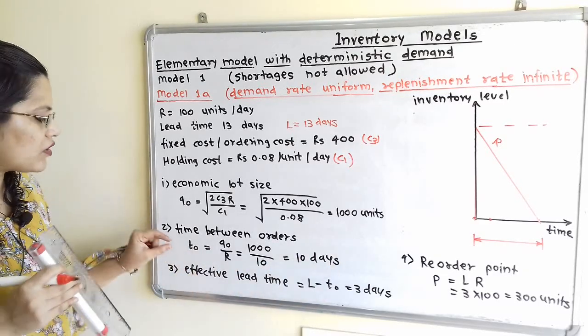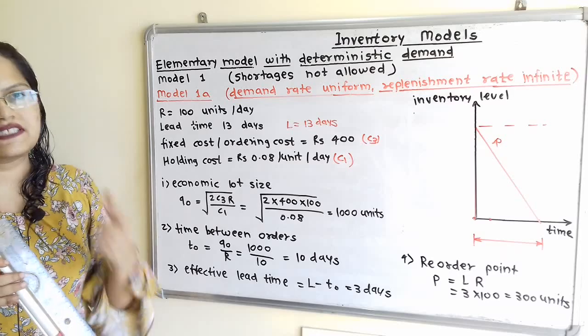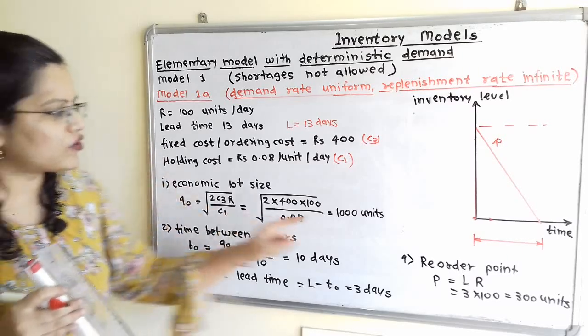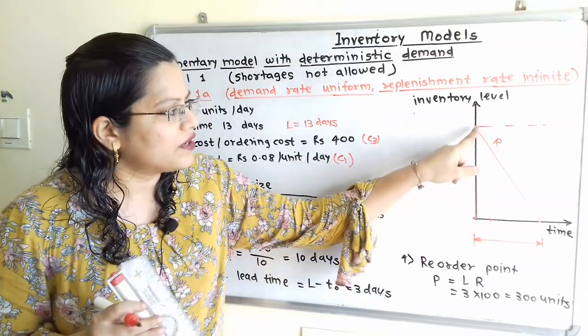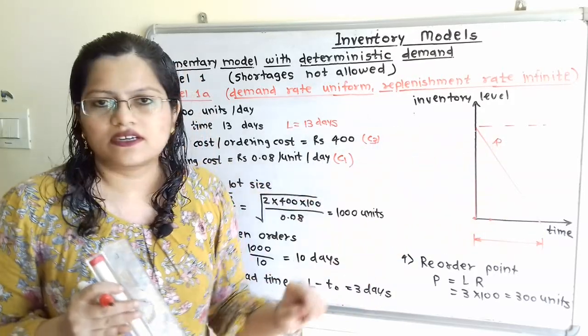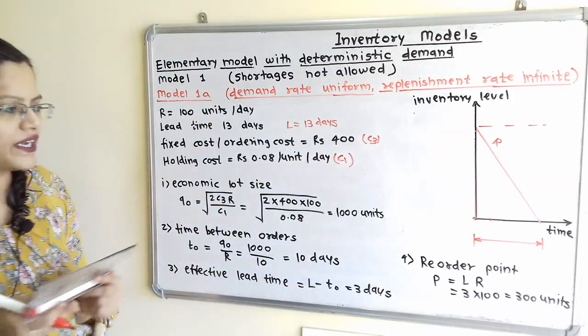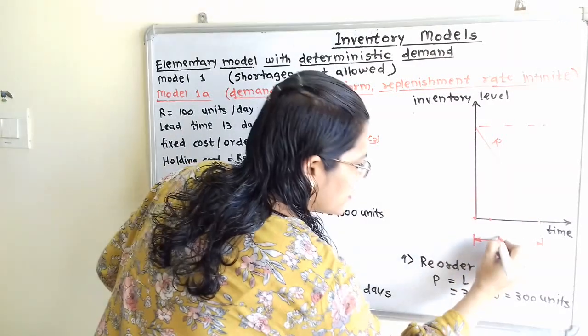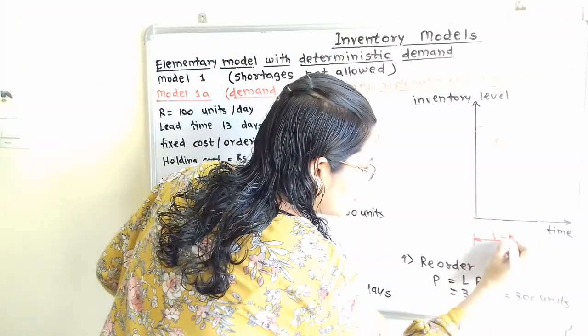Now we have to plot this time. This time is 10 days, that is, all this economic lot is getting consumed at this consumption rate within 10 days. So we will plot here that T is equal to 10 days.